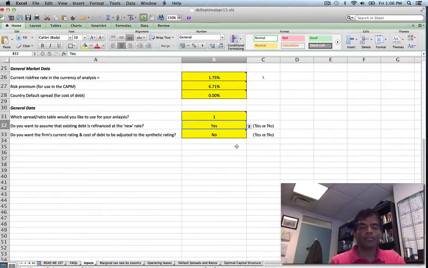If you say yes to the last question, what I will do is I will replace the actual rating with a synthetic rating. Dell's synthetic rating actually is AAA. So if I said yes to that question, the cost of debt for Dell will go to the cost of debt for a AAA rating.